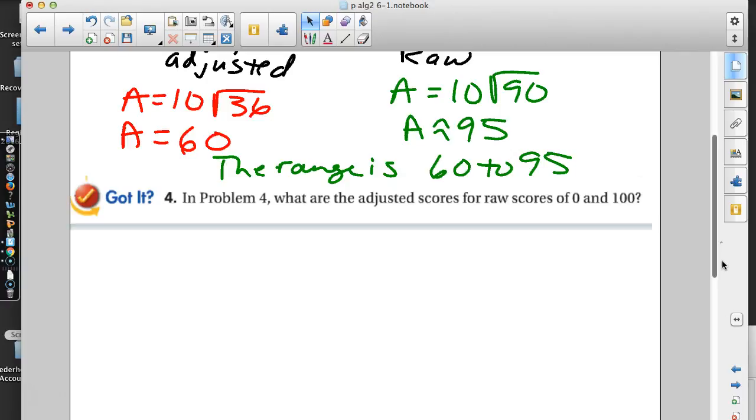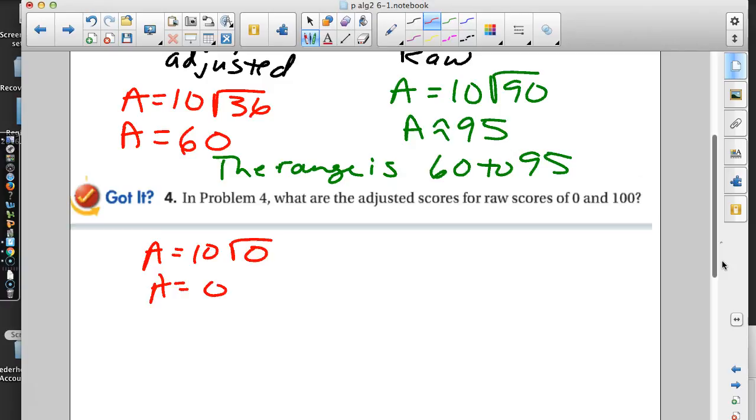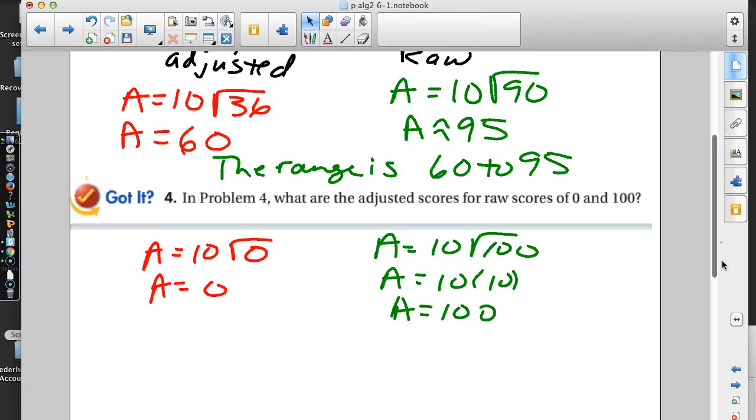So, did you think you did something wrong when you did this one? They got a 0. They keep a 0 with this formula. And with this formula, if you get a 100, you keep a 100. That's why they use this formula.